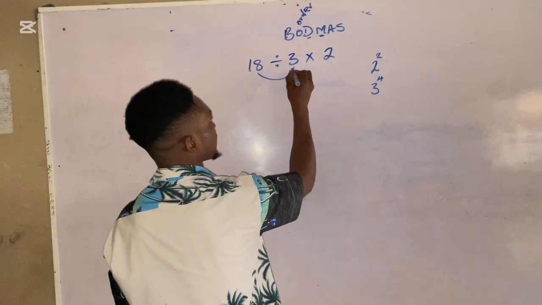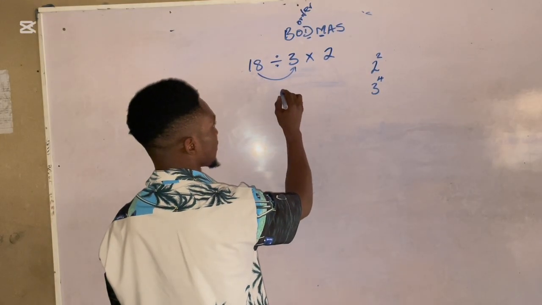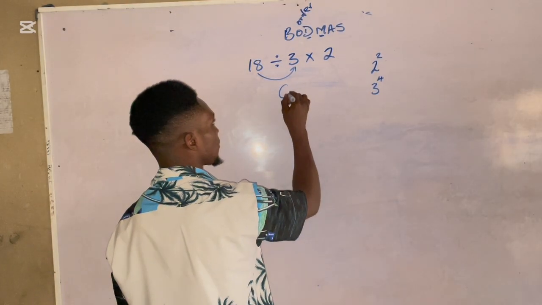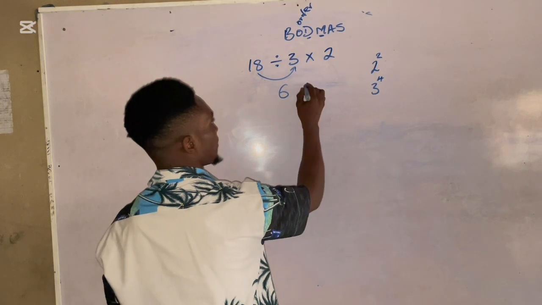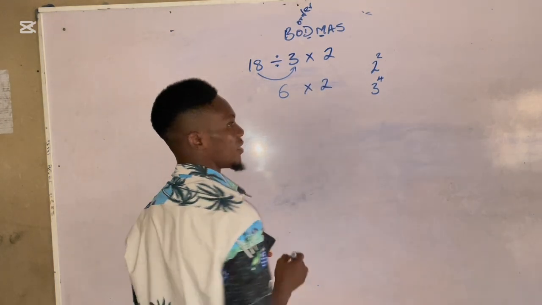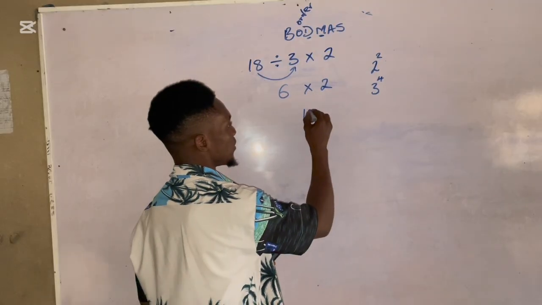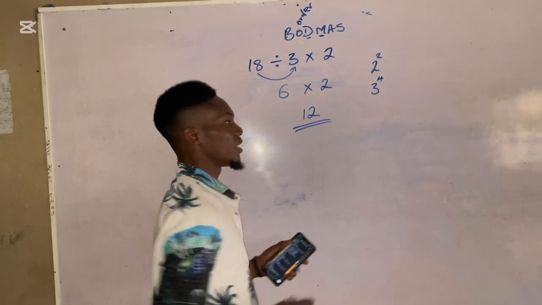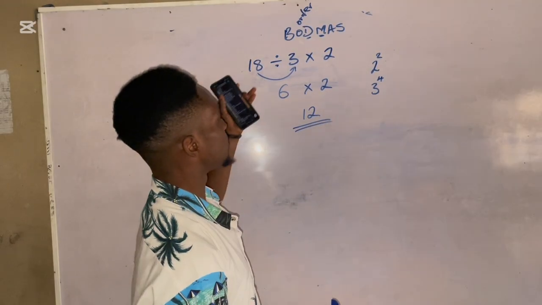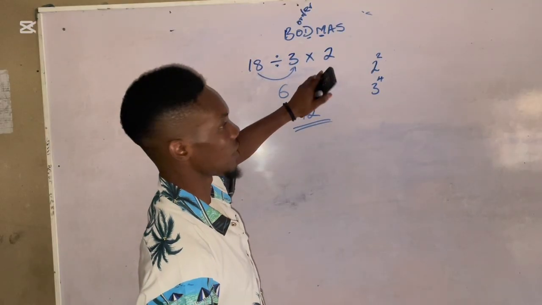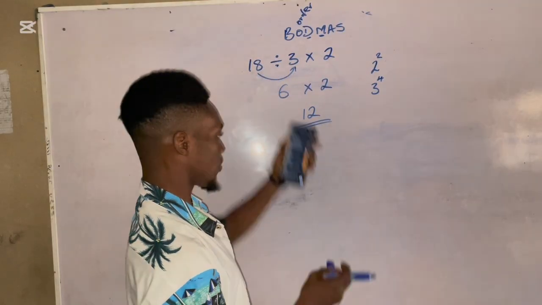So we are taking this first. 18 divided by 6. 18 divided by 3 will give us 6. You can bring down times 2. Then finally we multiply. 6 times 2 is 12. So the correct answer is 12. You solve from division to multiplication, not from multiplication to division.